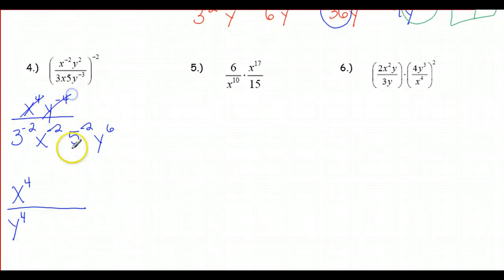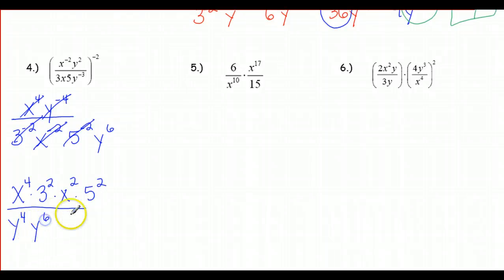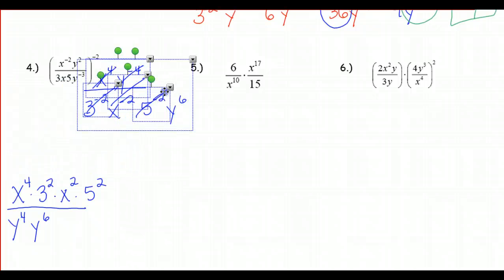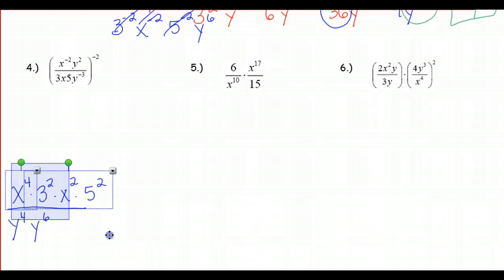Alright, so I'm done with those. My 3 to the negative second is going to go to the top, so it's going to become 3 squared. My x to the negative second is going to go to the top, so it becomes positive. My 5 to the negative second is going to go to the top, so it becomes positive. Oh, and my y to the 6 is going to stay in the bottom. Alright, so let's go ahead again. I want to make some room here so that I can get rid of some stuff.